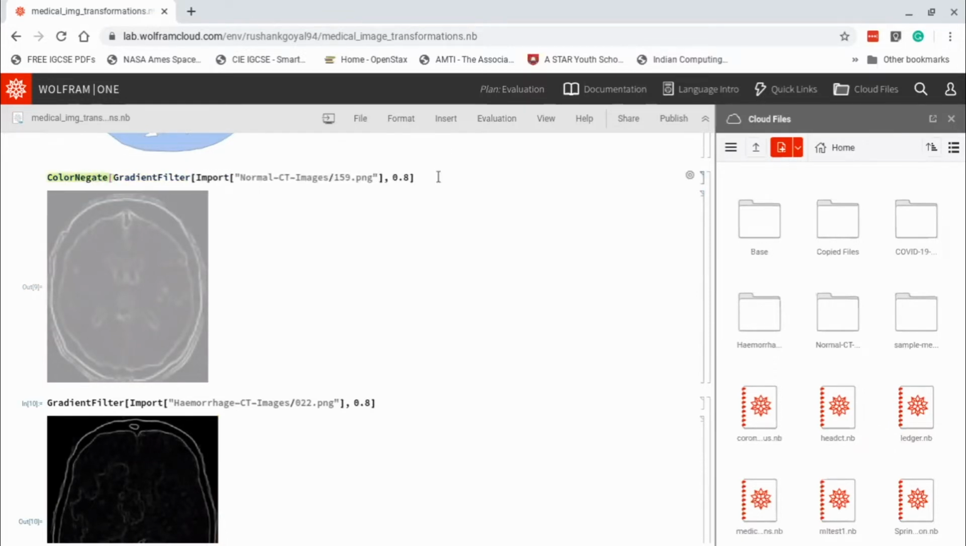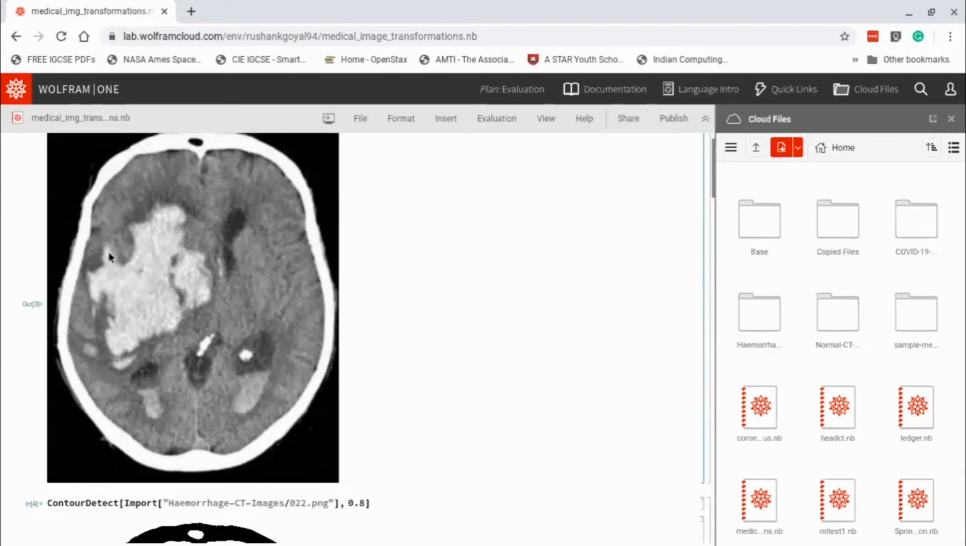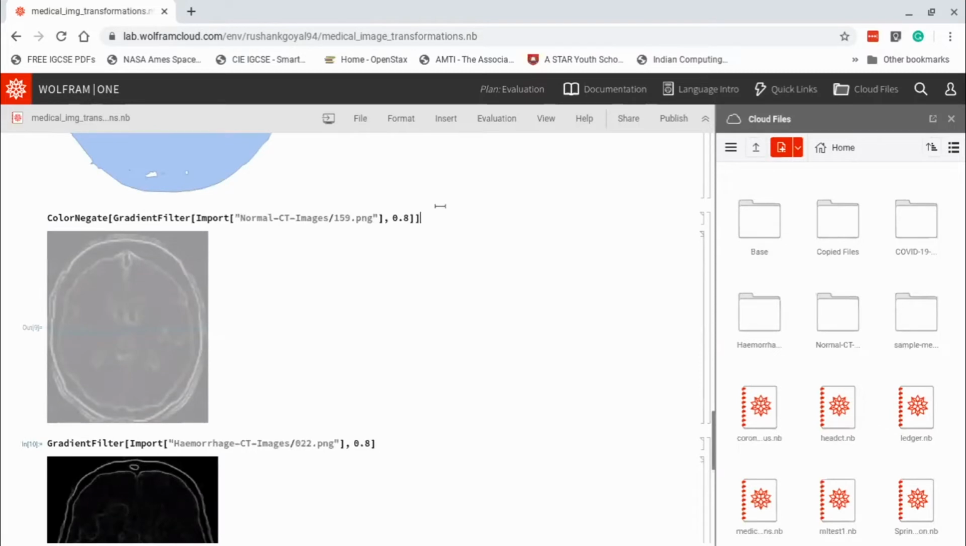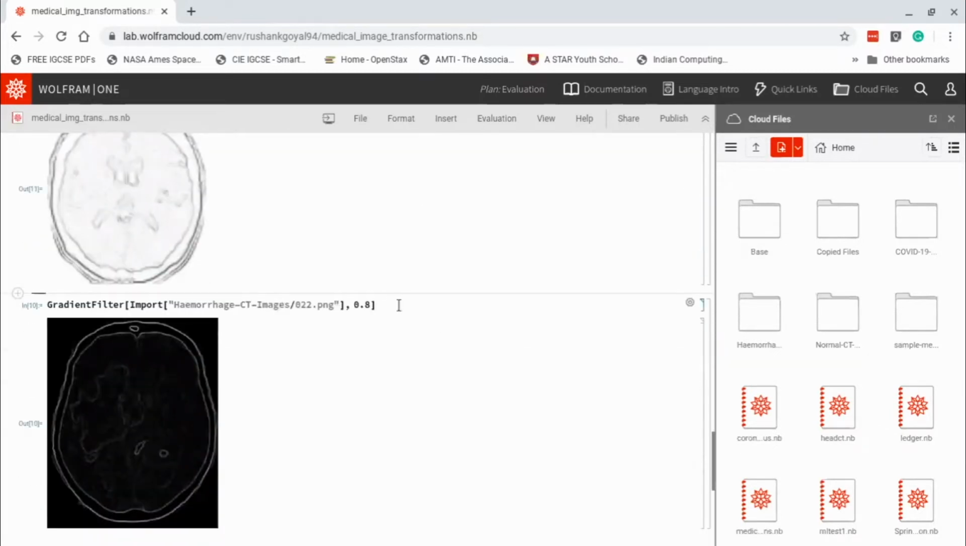So as you can see, it's white on black, and there's not really a lot of regions that are white, because what gradient filter does is it uses convolution kernels like Sobel or Gaussian kernels, and then it finds the derivatives of the image, and then it takes the magnitude. So basically, whatever regions of the image have really fast change, like this hemorrhage here, which goes really suddenly from black to white, that is going to be highlighted. And then if you apply color negate, it basically just changes the whole thing. It switches black and white.